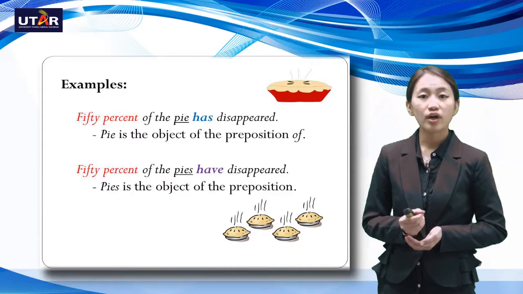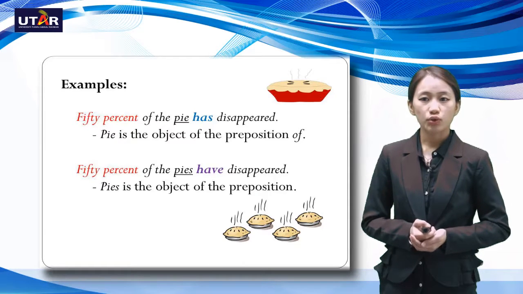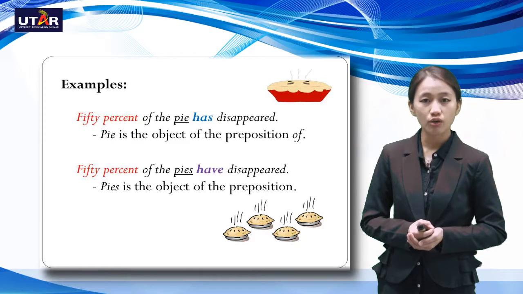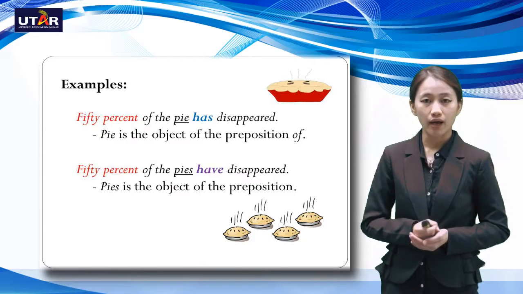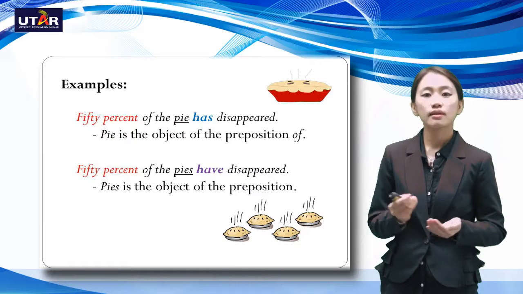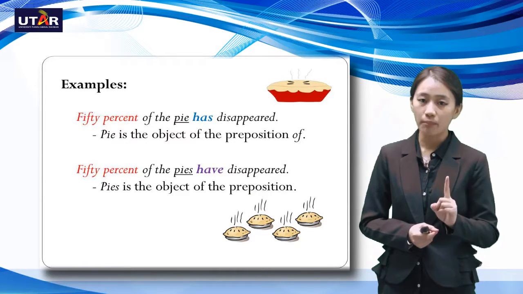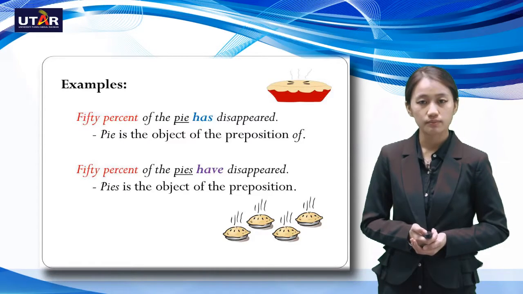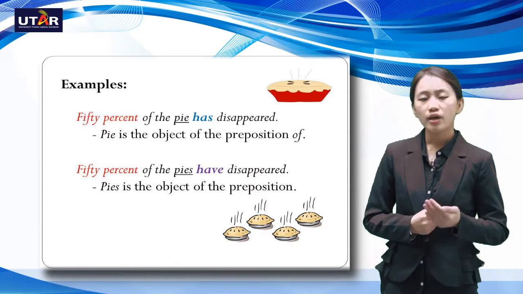50% of the pie has disappeared. So here, pie is the object of the preposition of. And how many pie is there? There's only one pie. However, 50% of it has disappeared. So since my pie, there's only one pie, therefore my verb should also be singular. Now let's look at the next example.